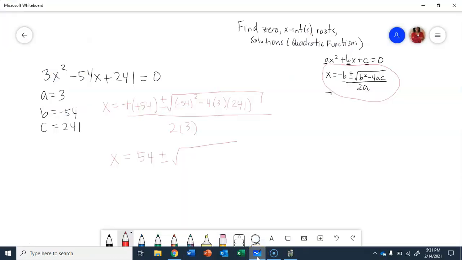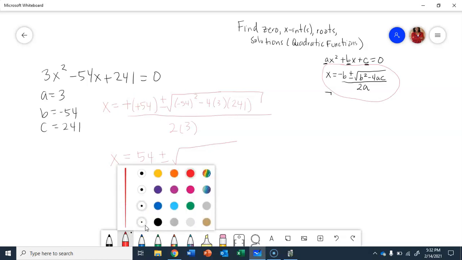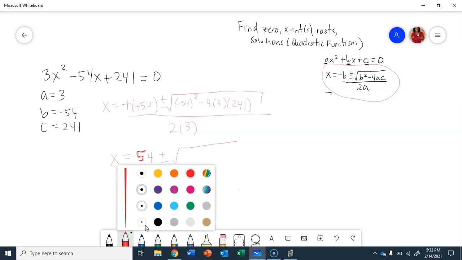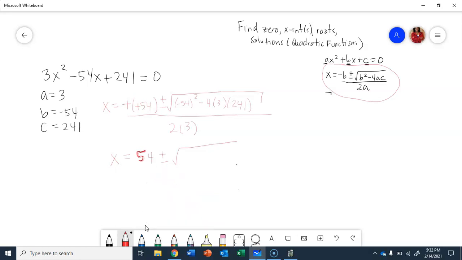So in here, okay, I think this is too thin, so let me make it thicker. Okay, hopefully this is better. Yeah, so again, this is a 54. Let me make it even thicker than that. Okay, 54 plus minus the square root.